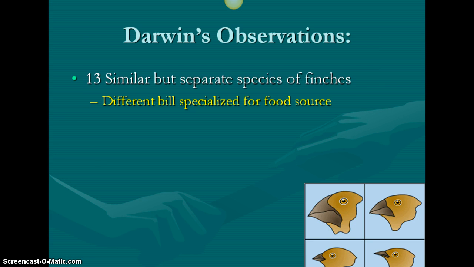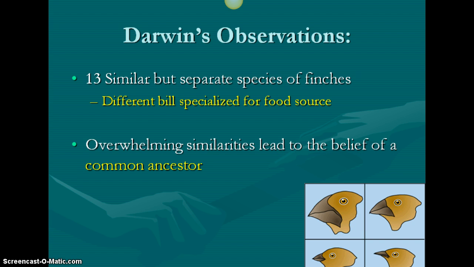So Darwin's observations, one of his main things that he studied or showed in this book was with finches. So there's 13 similar but separate species of finches. The main difference between them is their bill or their beak. It was specialized for a certain type of food source. So you can see in the picture here just a couple of the examples. Really thick, wide beaks would maybe be to crack nuts open. And then those little thin beaks would maybe be able to get bugs out of tiny holes in logs or something like that.